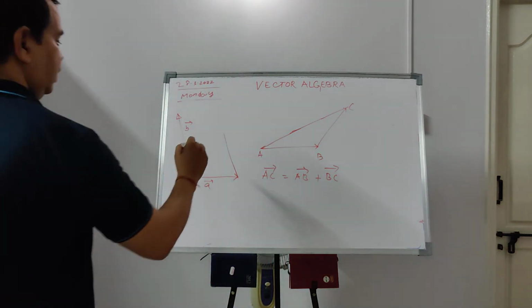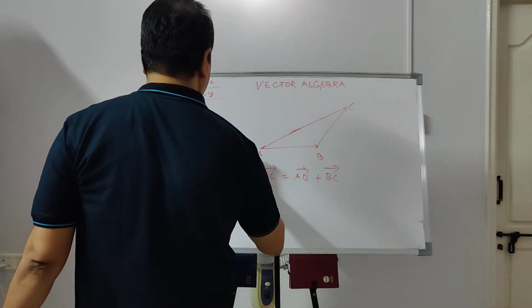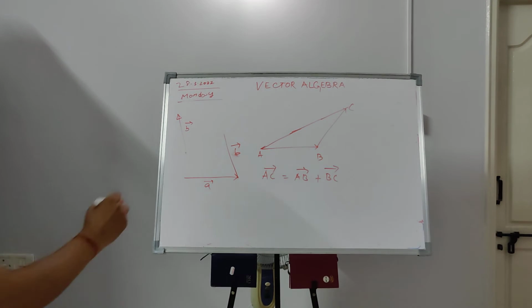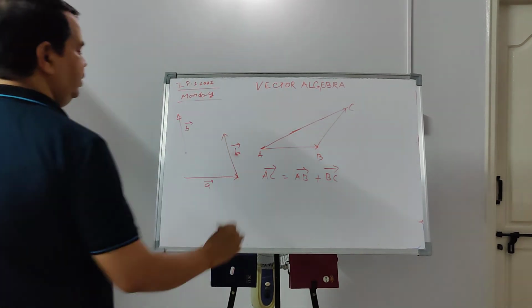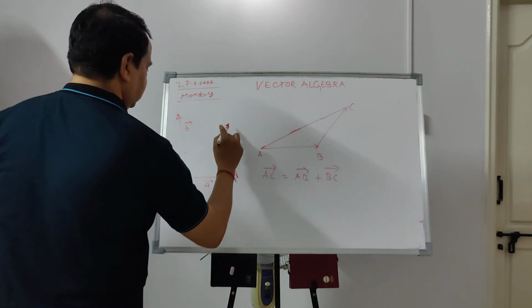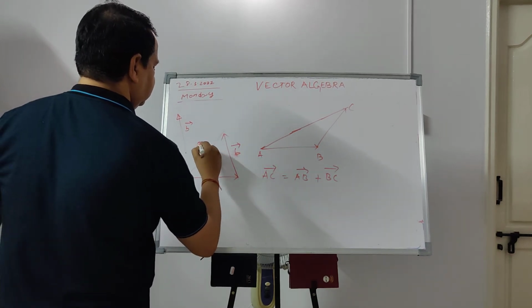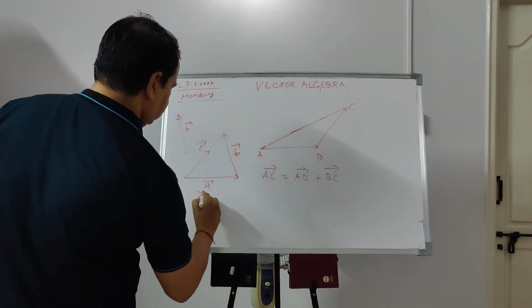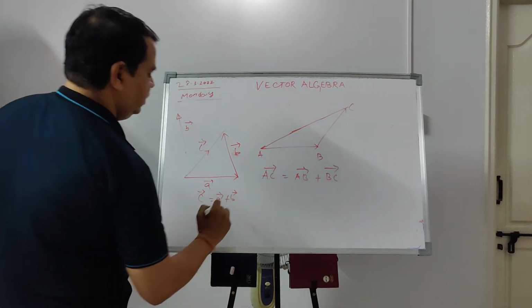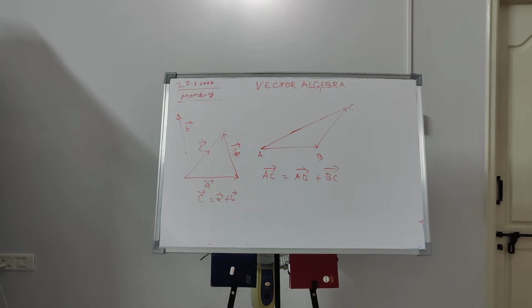Now you know A, now you know B. Knowing A and B, the closing line will be the addition. That will become C. So C is equal to vector A plus vector B. This is called the vector addition. So you have to coincide with this.